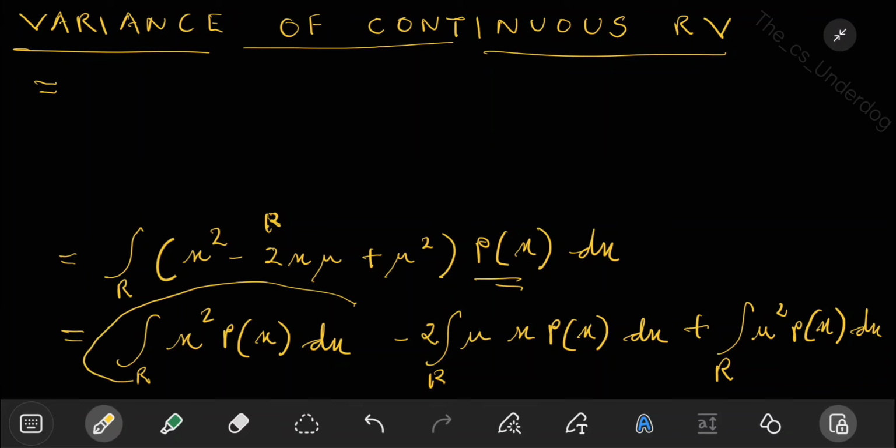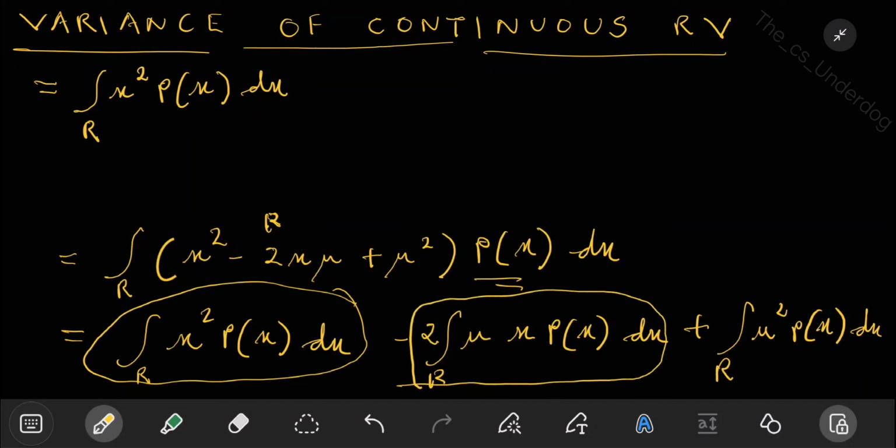First term, x square into p of x dx. Can you do anything with this term? No, it will stay as it is, that is, over the range R, x square into p of x dx. What about the second term? Minus 2 times the integral over R of mu into x into p of x dx. If I take 2 mu outside, it will become minus 2 times mu into the integral over the range R of x into p of x dx.